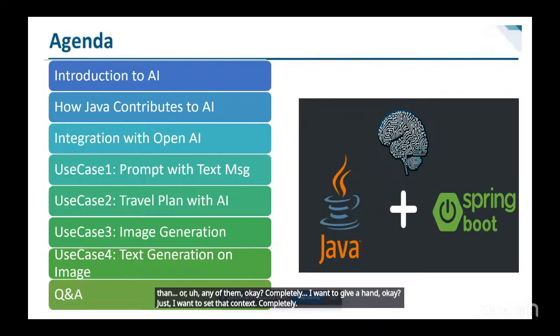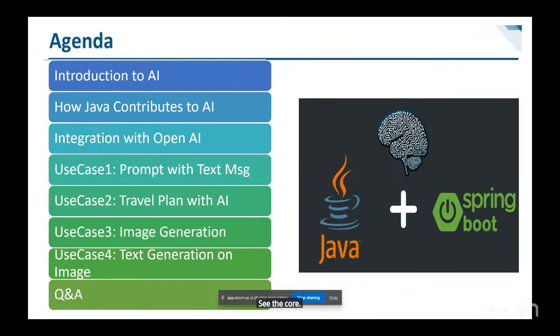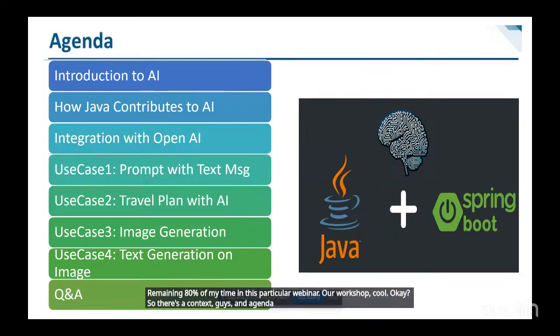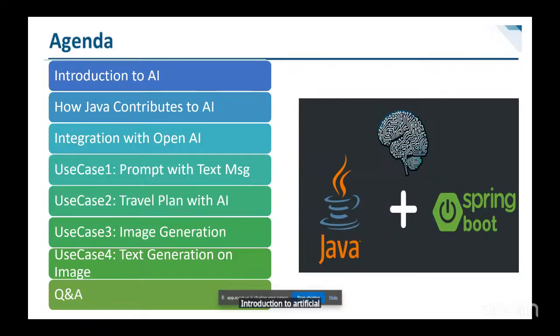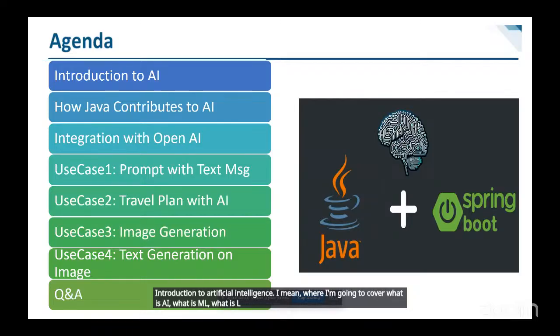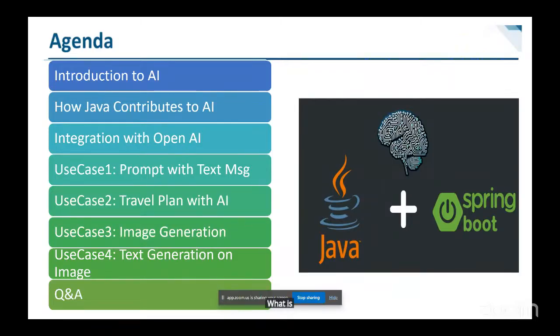Completely, we want to see the code instead of theory. So 10 to 20% I will cover theory, and the remaining 80% of my time in this workshop is code. That's the context, guys, and the agenda is an introduction to artificial intelligence, where I'm going to cover what is AI, what is ML, what is LLM, what is generative AI, some of those concepts, and how Java is contributing to AI.